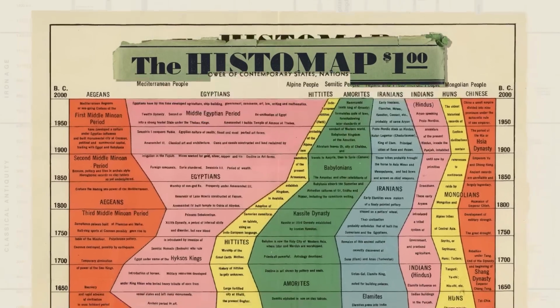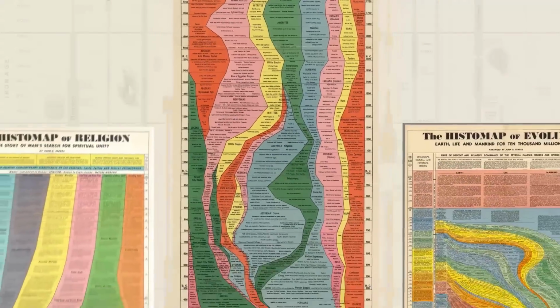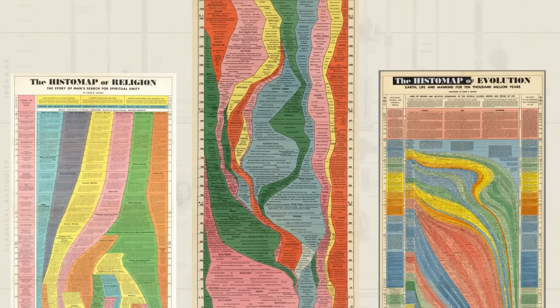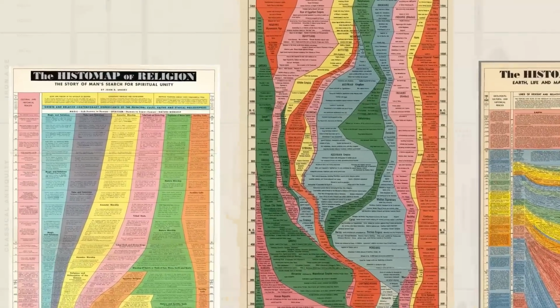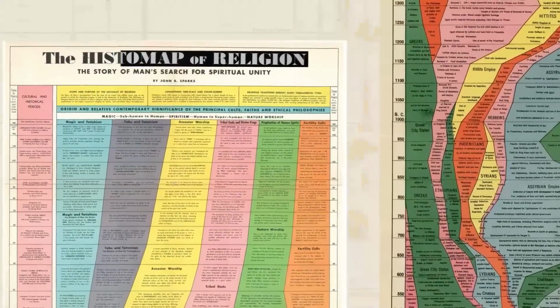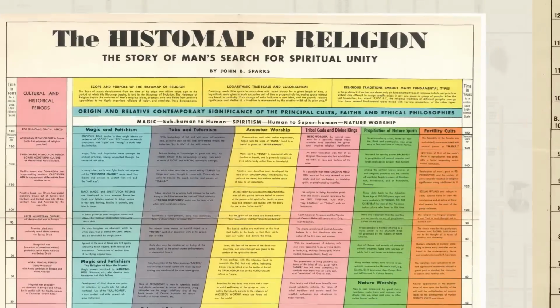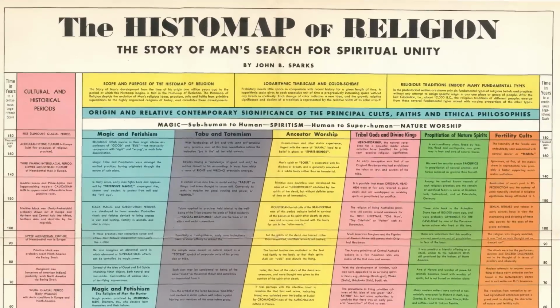But he also later designed 2 lesser-known histomaps, the Histomap of Evolution and the Histomap of Religion. I'm going to focus on the religion one, since, as I mentioned last time, I'm hoping to publish my own chart of world religions sometime this year.